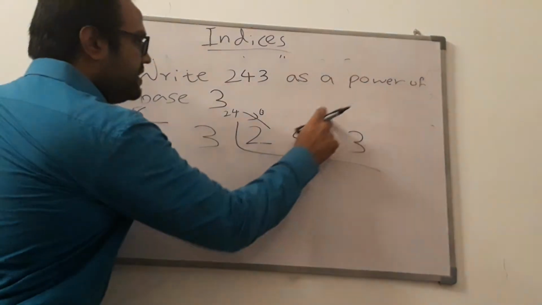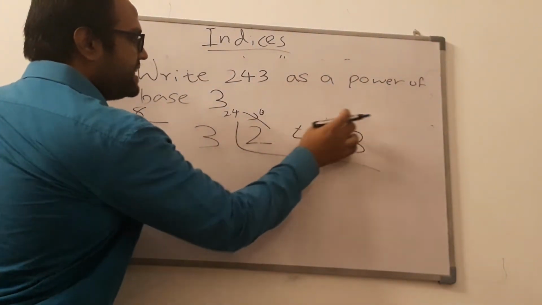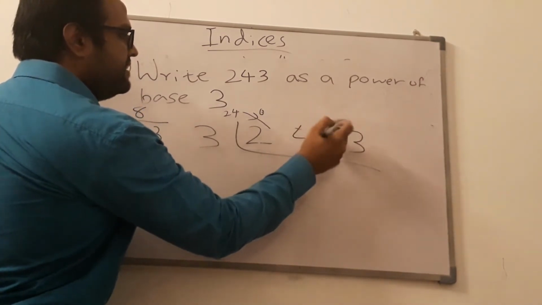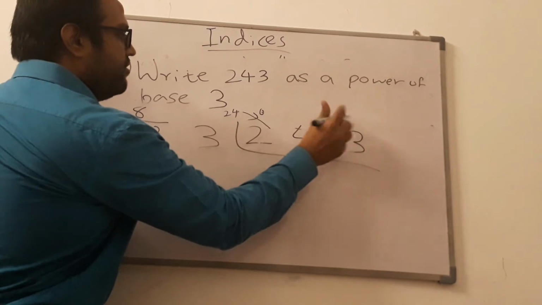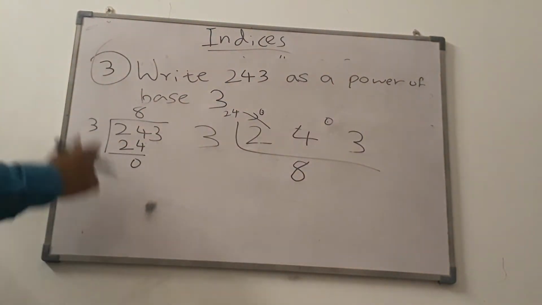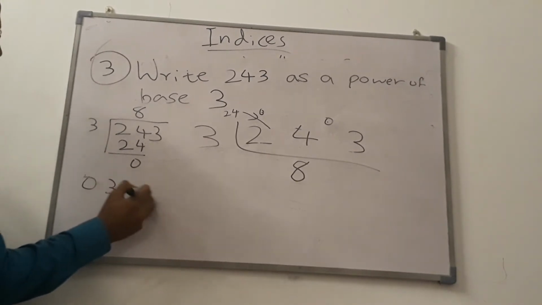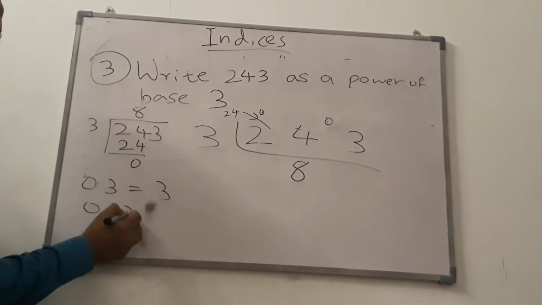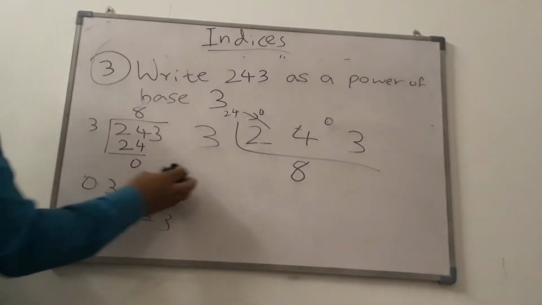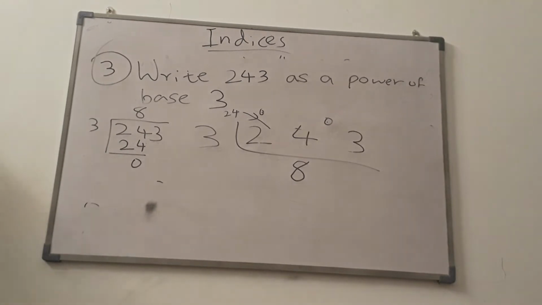If this is 1, we have to take it as 13. If it is 2, 23. If it is 3, 33. If it is 4, 43. But if it is 0, only 3. 0, 3 together means also 3. 0, 0, 3 means also 3. So whenever there is a 0 in front of 3 the value is 3.